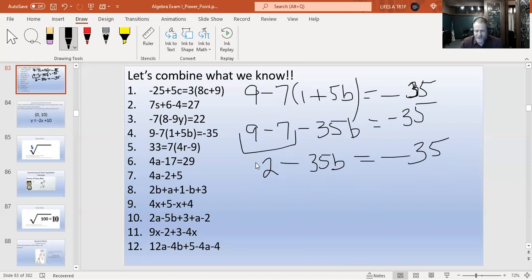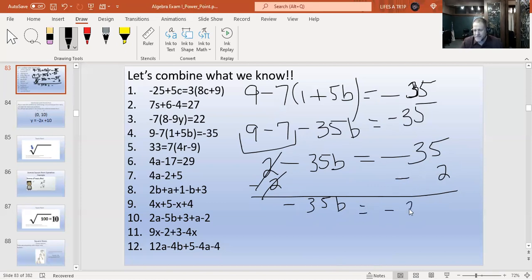So now we have our variable here, but we still have a whole number. So let's get rid of it. Start working our way toward this b. Cancel. Negative 35b equals, we're going to add those because we have two negative signs. So we add and keep the sign.